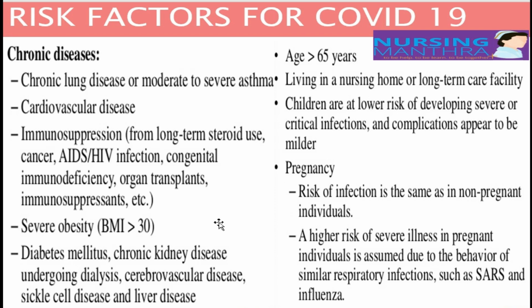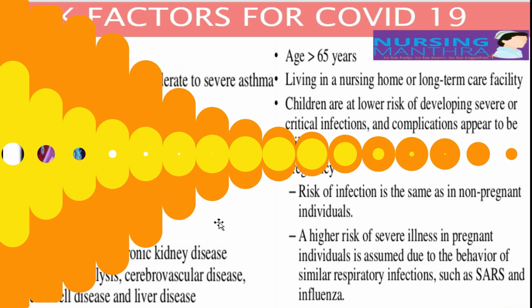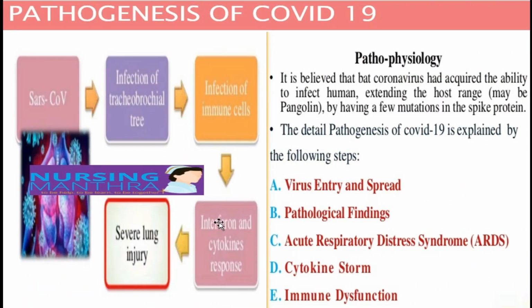Children are at a lower risk of developing severe or critical infections, and complications appear to be milder. In pregnancy, the risk of infection is the same as in non-pregnant individuals. A higher risk of severe illness in pregnant individuals is assumed due to the behavior of similar respiratory infections such as SARS and influenza. So, what is the pathogenesis of COVID-19?